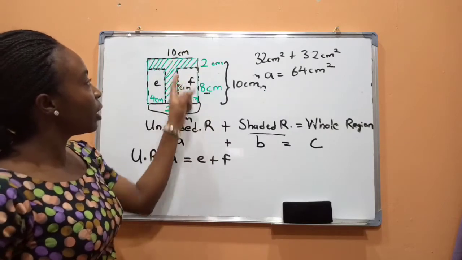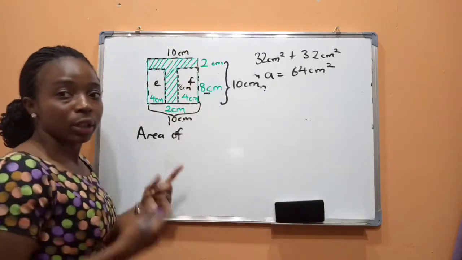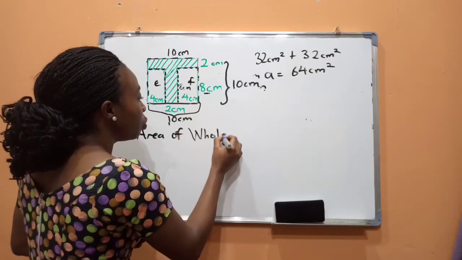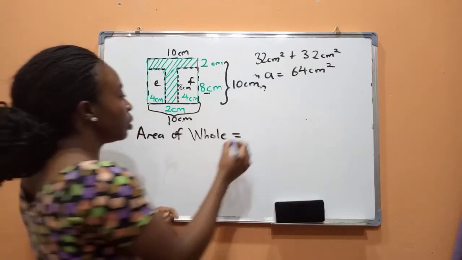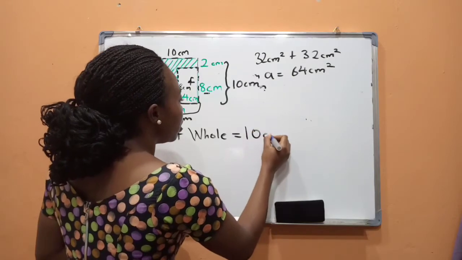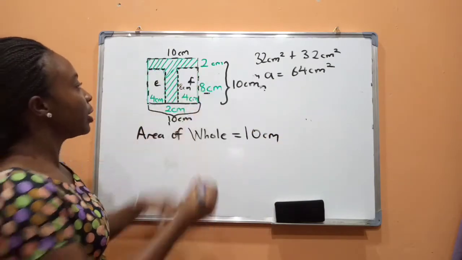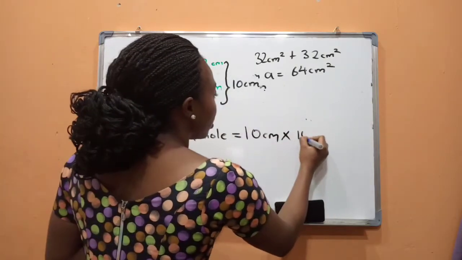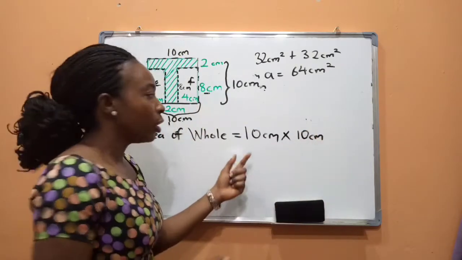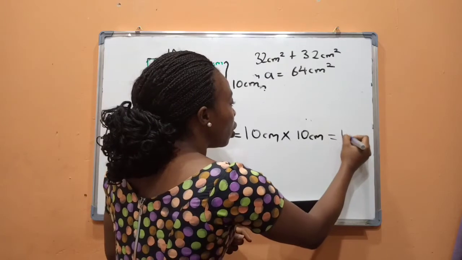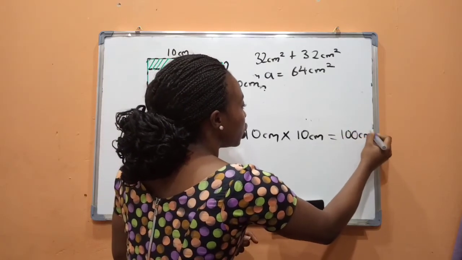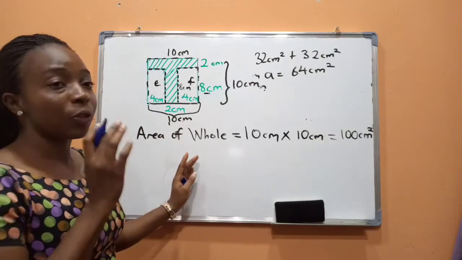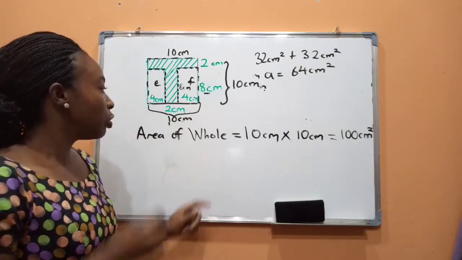So let's find the area. Therefore, area of whole region will be equals to 10 centimeter, remember the entire length here, times this 10 centimeter. Okay, when we do that, we're going to have 100 centimeters square. Now we've gotten this, we can go straight to finding the shaded region.